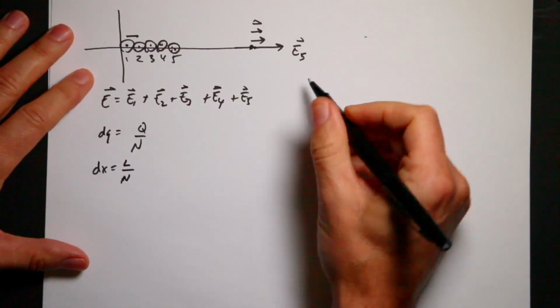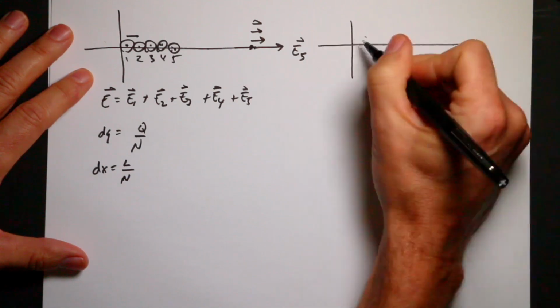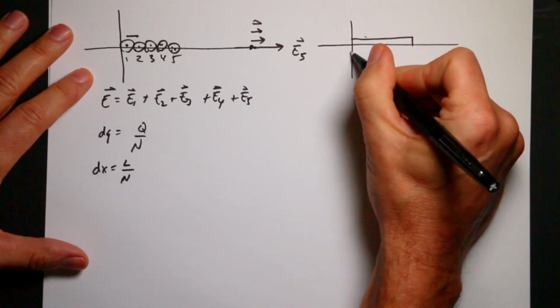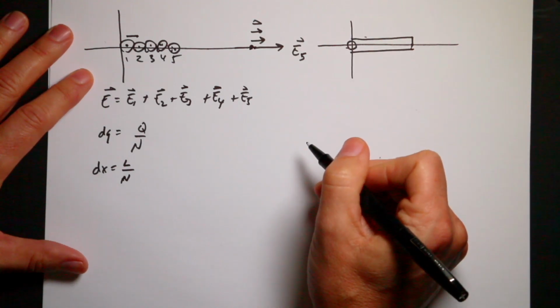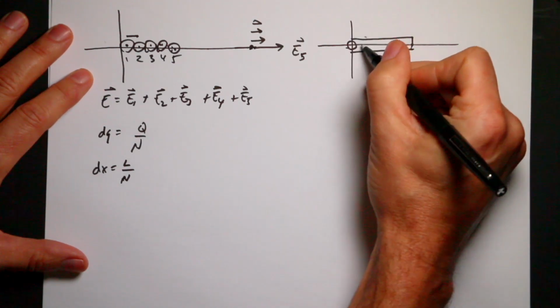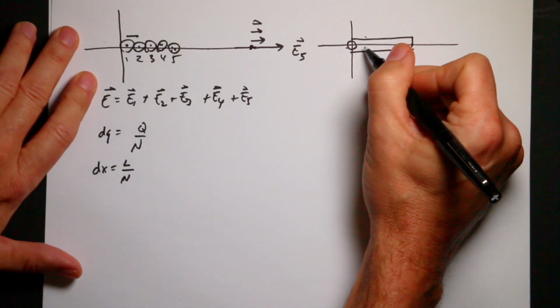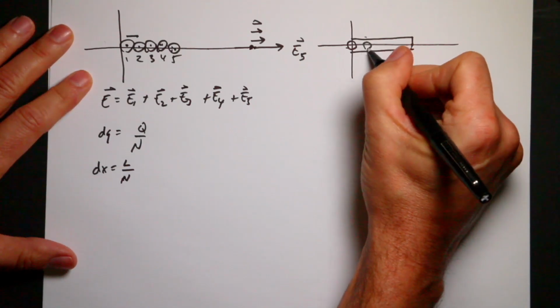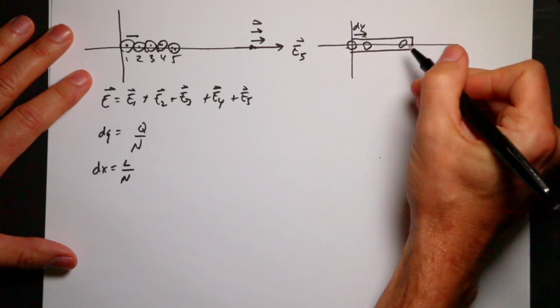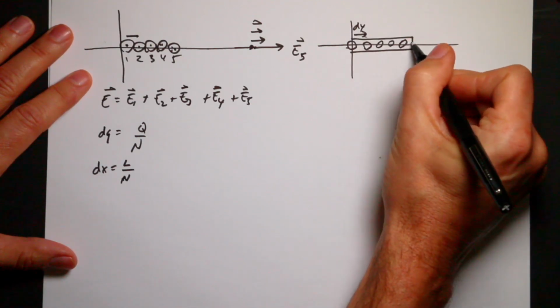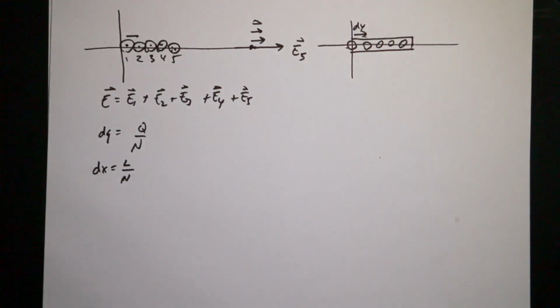And so really what I'm going to do is have a rod that looks like this. Here's my rod. I'm going to put a sphere right here at the origin, at the beginning of the rod. And then I'm going to find the location of the next charge, and I'm going to put it right here, a distance dx over. So when I get to over here, my final charge will be actually not quite at the end, and that's okay.